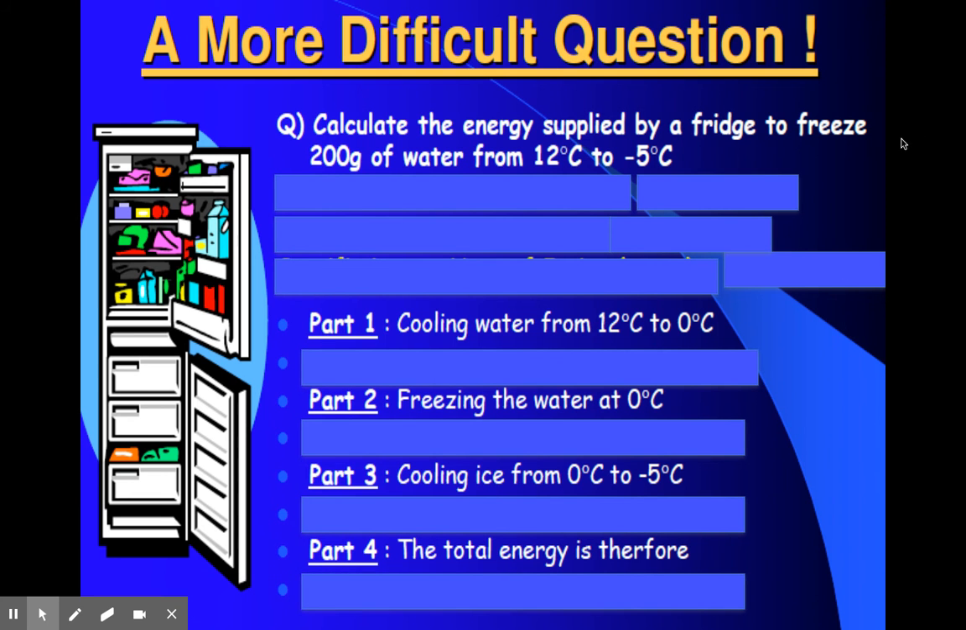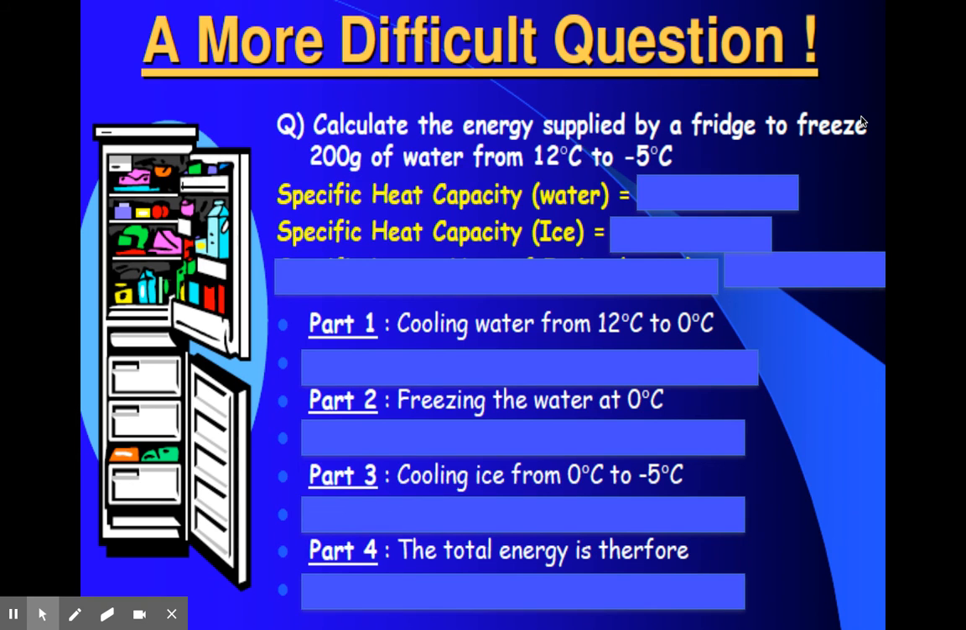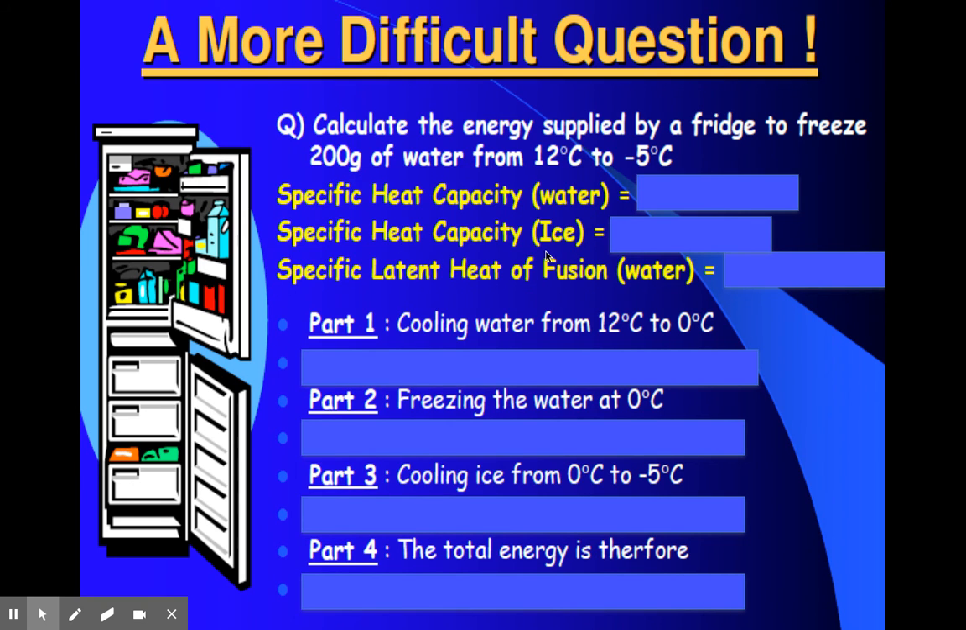All right, so here is the problem that we're going to do in class together and in our lab, but it's a little different. So for example, we need to know the specific heat capacity of water, the specific heat capacity of ice, and the latent heat of fusion of water to figure out this problem. Well, these are constants. These are things that you'll just kind of memorize, okay?